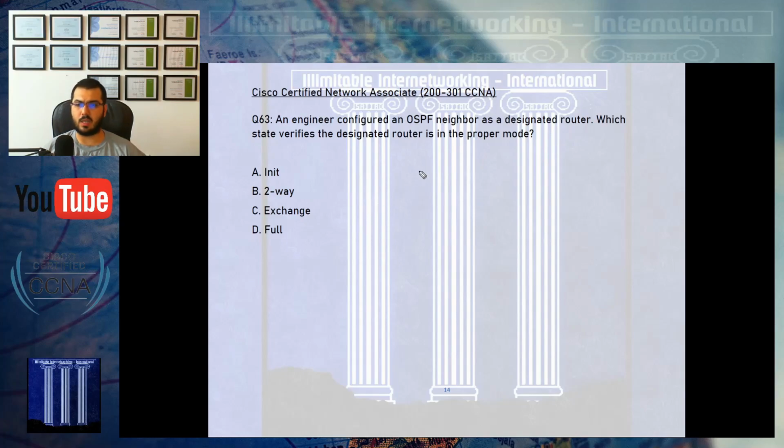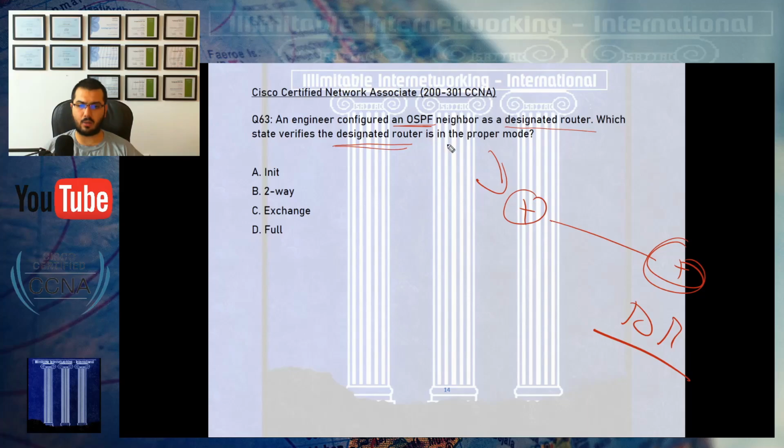Question 63 says an engineer configured an OSPF neighbor as a designated router. So I'm here and I have configured this guy as a DR. Which state verifies that the designated router is in the proper mode?